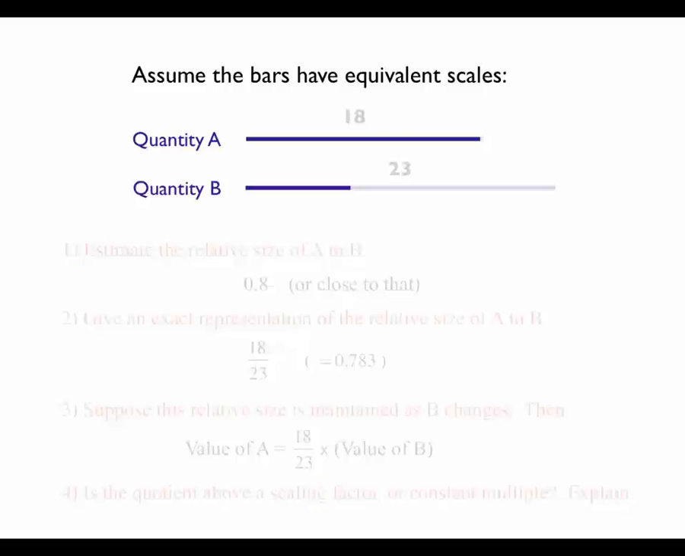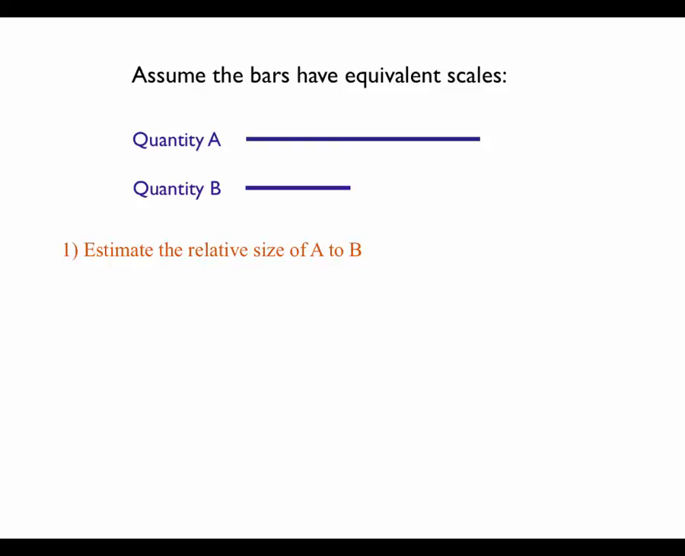Okay. So here, do it again. Tell the person next to you. Estimate the relative size of A to B. Go. Size of A relative to B. A little bit more than 2. Did you come up with like 2 1/4, 2.2, 2.1, something like that? A little bit more than 2.